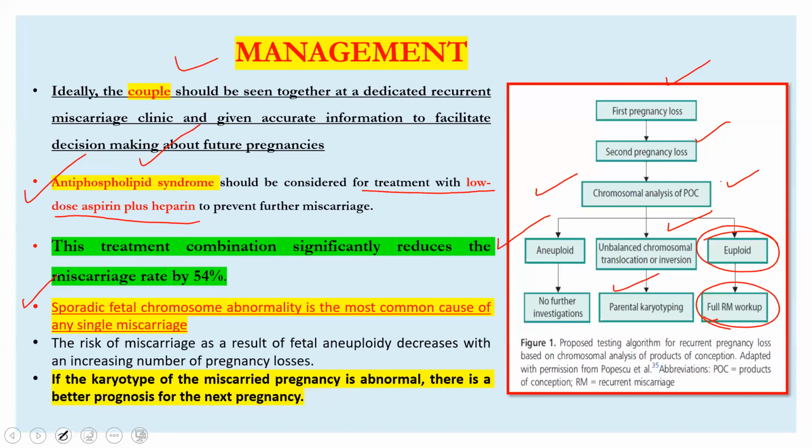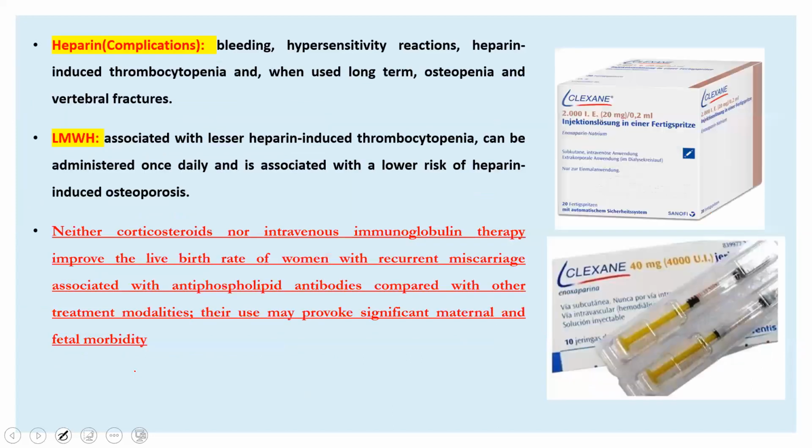The risk of miscarriage as a result of fetal aneuploidy decreases with an increase in the number of pregnancy losses. If the karyotype of the miscarried pregnancy is abnormal, there is a better prognosis for the next pregnancy. Why? Because we said earlier that fetal chromosomal abnormality is the most common cause of a single miscarriage. So if it was because of chromosomal miscarriage, there are high chances that it is not going to be repeated. However, if the cause is antiphospholipid antibody syndrome, then yes, the chances of recurrent pregnancy loss are there. So how are we going to deal with this antiphospholipid antibody? We are going to give heparin and aspirin.